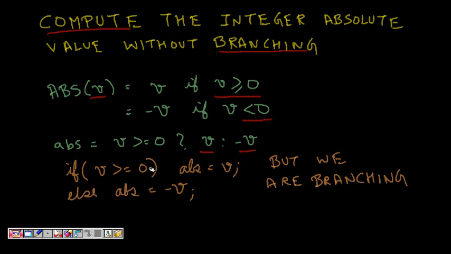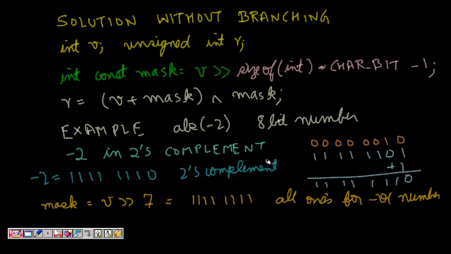As a C function, we can write an if statement: if v is greater than or equal to 0, then absolute value is equal to v, otherwise absolute value is equal to minus v. But we don't have to use an if statement or branching. So what will the solution without branching be?